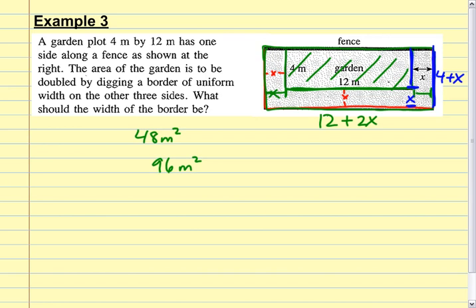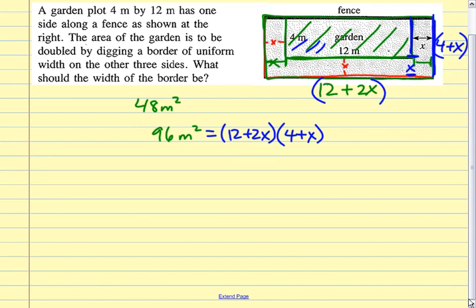So the area of this new rectangle is 12 plus 2x times 4 plus x. And it has to equal double the area of the garden, which was 48. So 96 meters squared has to be equal to 12 plus 2x times 4 plus x. If I'm going to solve a quadratic, I've got to get everything on one side and get 0 on the other.